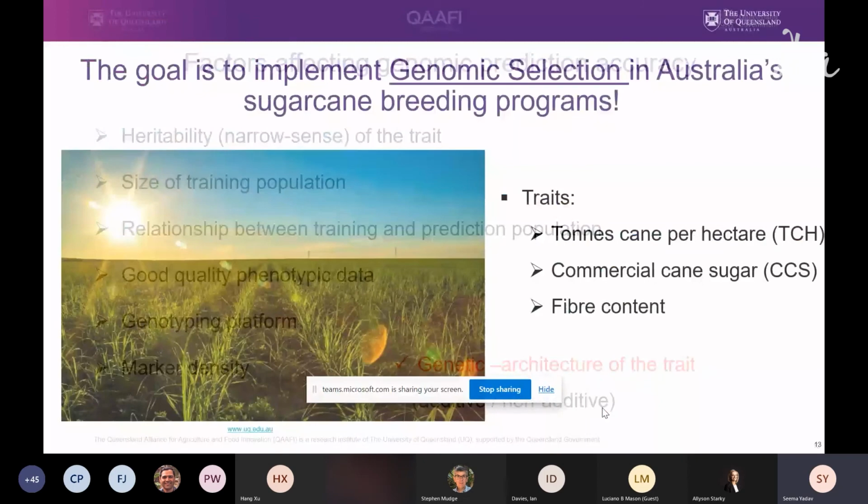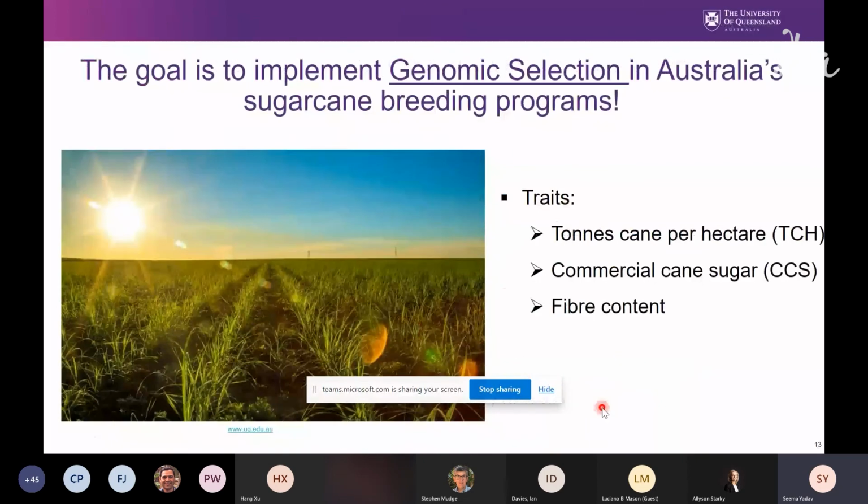So the goal of this project is to implement genomic selection in the Australian sugarcane breeding program, where we are focusing on complex economic traits like tonnes of cane per hectare, commercial cane sugar, and the fiber content. TCH and CCS are low heritability traits, and I would say that TCH is the lowest heritability trait. And the best part of genomic selection is that it can be used for low heritability traits.